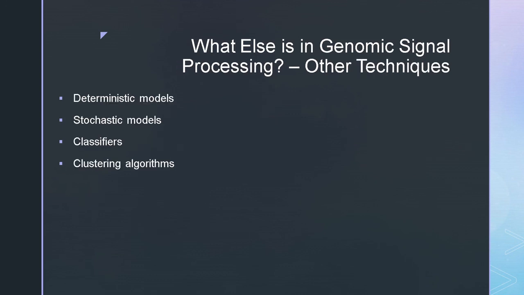Some other techniques used in genomic signal processing include deterministic models, such as Boolean networks and differential equation models, stochastic models like Bayesian networks and probabilistic Boolean networks, classifiers like neural networks and the k-nearest neighbors algorithm, and clustering algorithms like Euclidean distance clustering and hierarchical clustering.